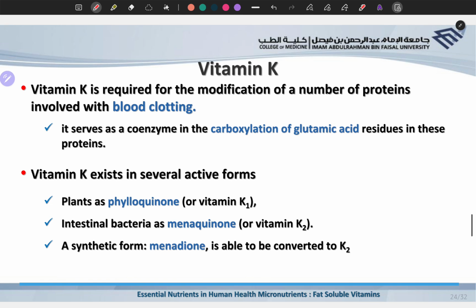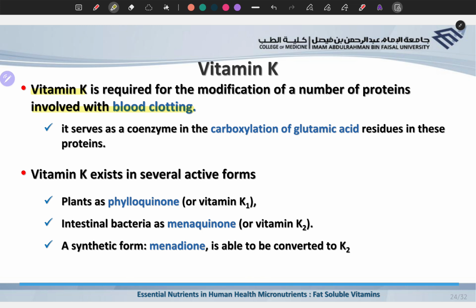Whenever you hear of vitamin K, it is related to clotting. It is required for blood clotting. It serves as a coenzyme for the carboxylation of glutamic acid residues. Glutamic acid residues are present in some of the clotting factors, 2, 7, 9 and 10. I'll be telling you. So this requires carboxylation to be functional.